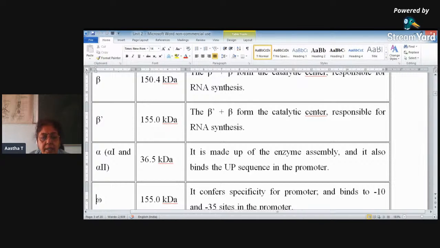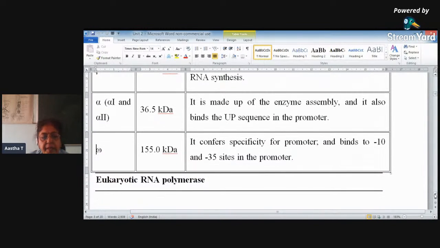It is involved in the assembly of the enzymes and it also helps in binding RNA polymerase to the upstream position of the promoter. Promoter will be present on the DNA.